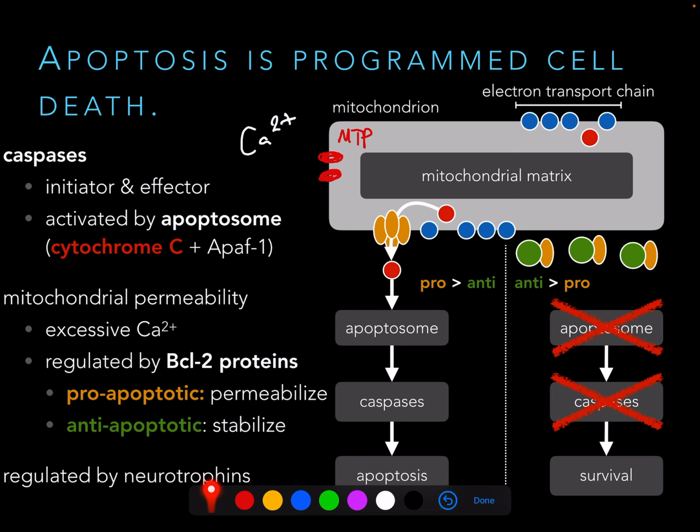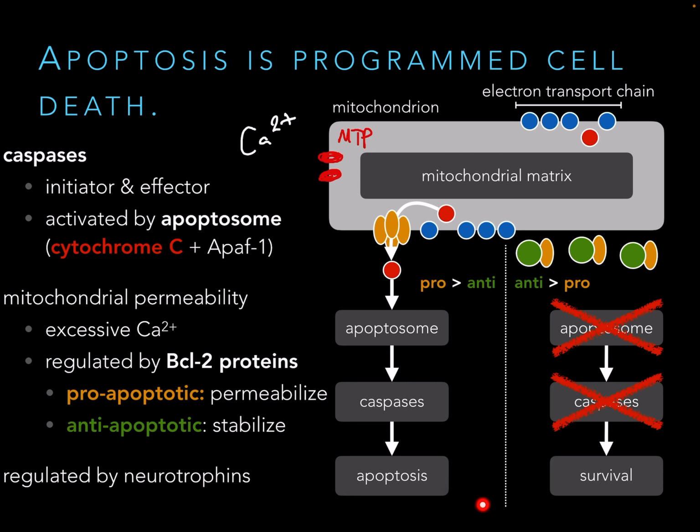Another regulator of mitochondrial membrane permeability are the BCL2 proteins. Remember, if something happens in life, a protein did it. BCL2 proteins come in two general flavors. Those that kill us, that is the pro-apoptotic BCL2 proteins, permeabilize the mitochondrial membrane. And then there are the anti-apoptotic BCL2 proteins, and those stabilize the mitochondrial membrane. They prevent permeabilization.